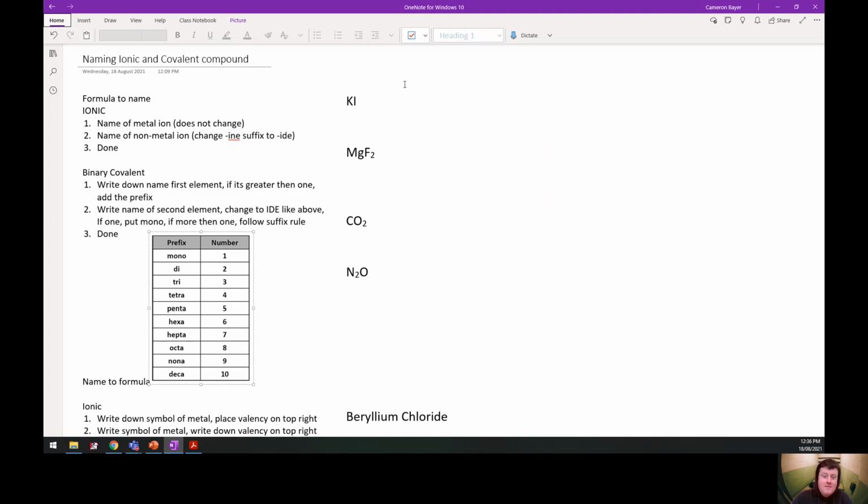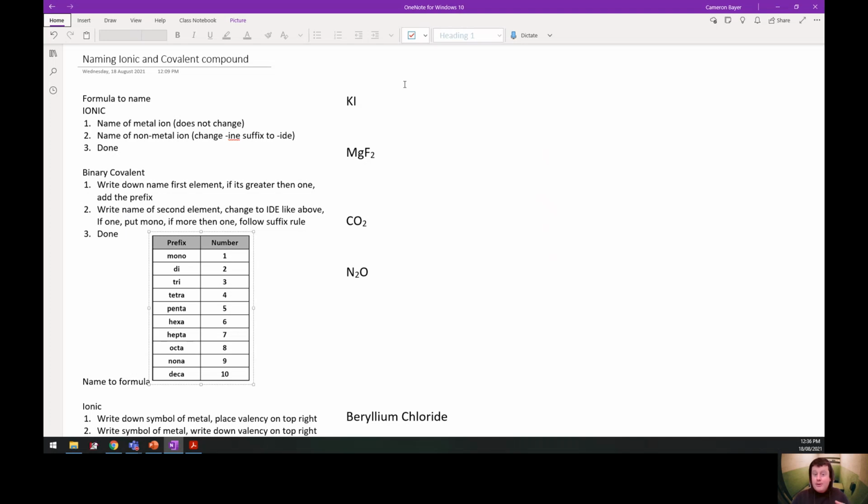So you need to first figure out if it's ionic or covalent. That should be relatively easy to do when you're looking at ionic substances. They're between a metal and a non-metal, so you should be pretty good at that by now. And binary covalent. Covalent just means it's between non-metals. And sorry, my stomach just gurgled there, so you may have heard that. But anyway, we'll move on.